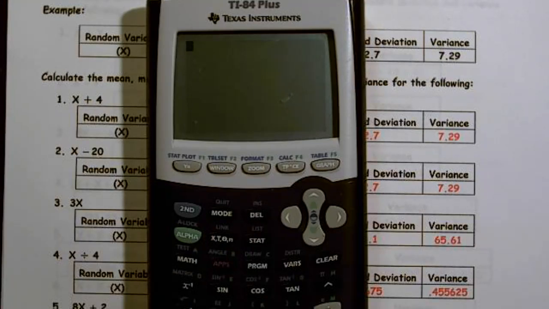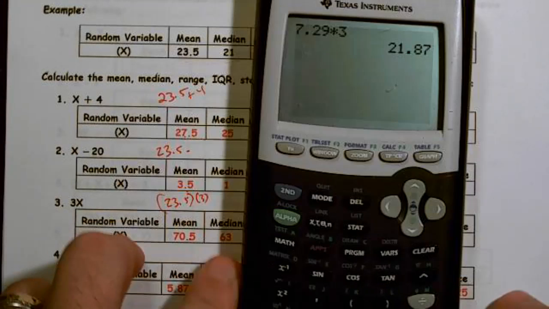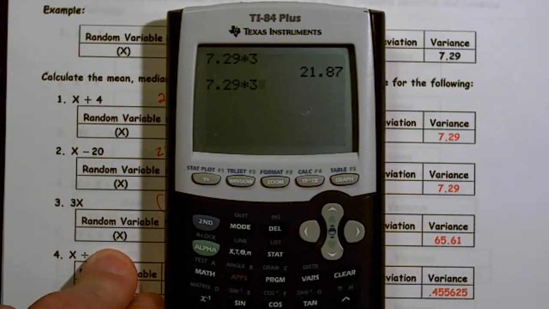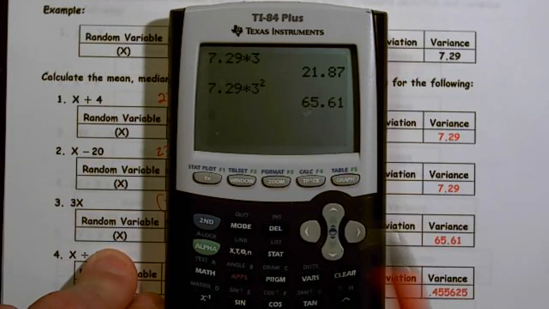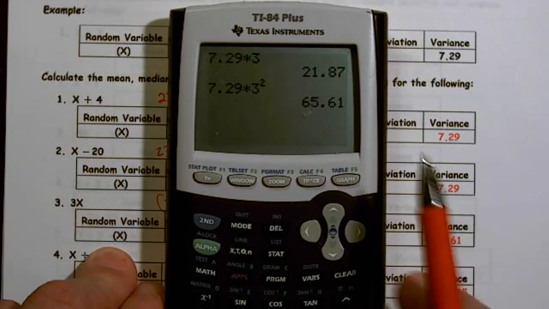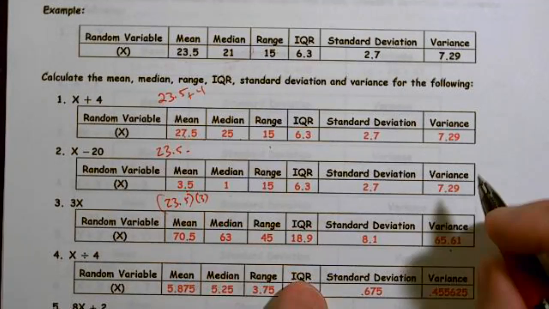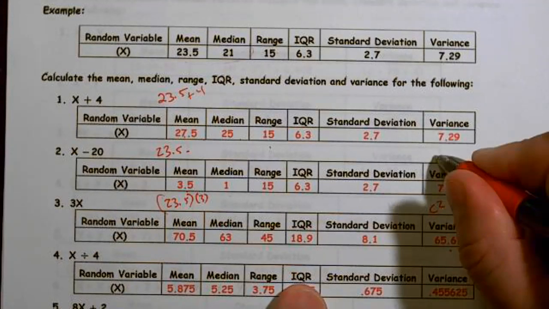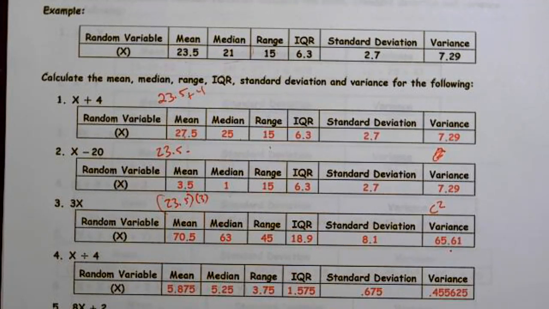But for variance, on the other hand, if I take 7.29 and multiply it times 3, I get 21.87, and that's not the correct answer. What I have to do is go 7.29 times 3 squared, and that will give me the correct answer of 65.61. So please remember, for variance, the constant has to be squared when you're multiplying.